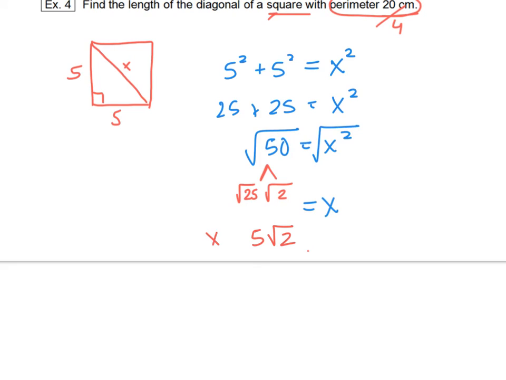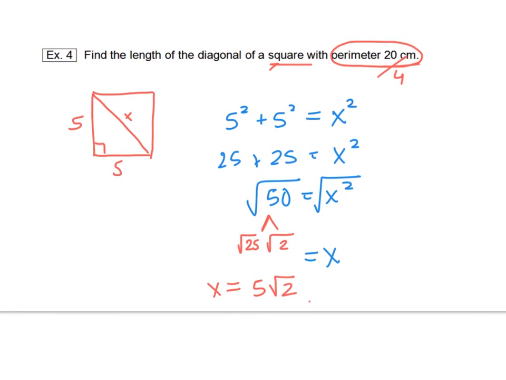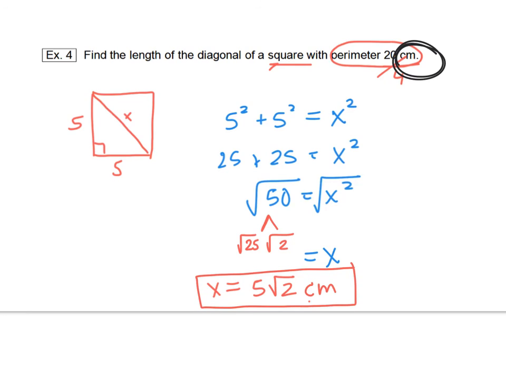I'm going to throw the x on the other side, so we found x is equal to 5 square roots of 2. And then let's just check and see if we had a unit, and it does say centimeters over here. So that's going to be 5 square roots of 2 centimeters. And that one is done.